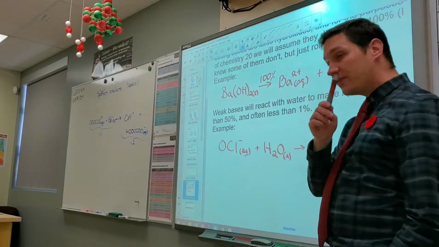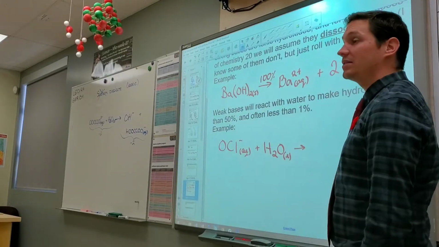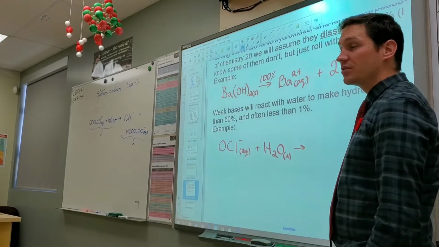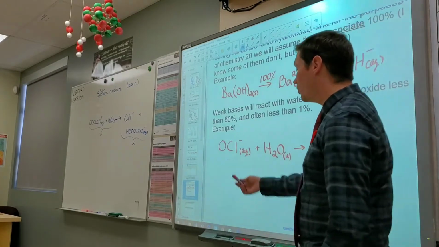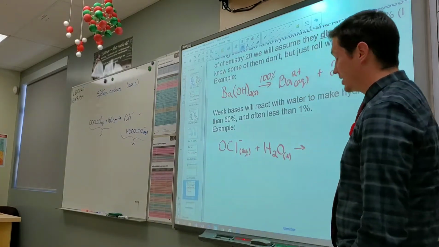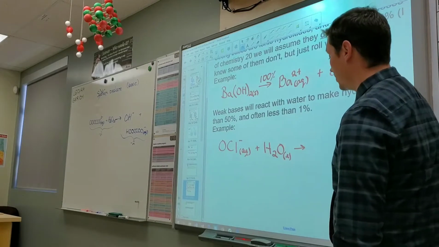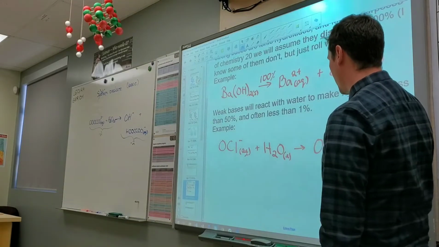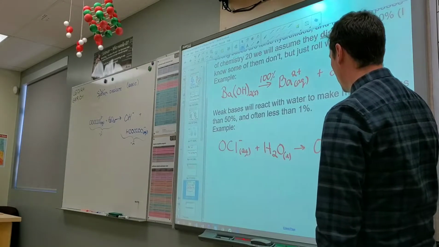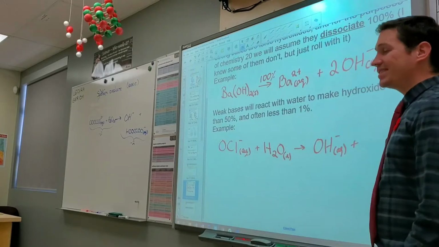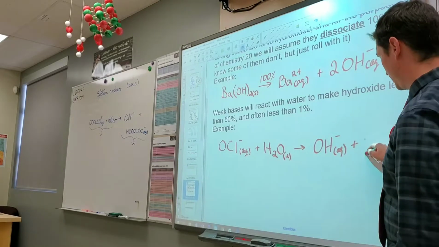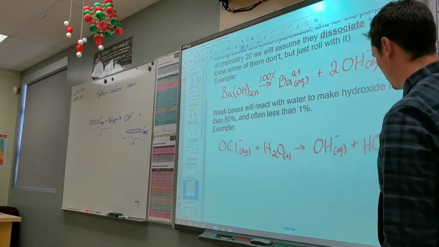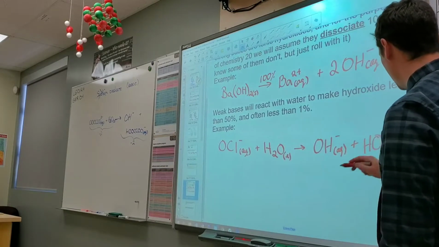This is definitely basic. This is what makes bleach so frightening for some people. This OCl- ion is what's in bleach, and bleach is definitely a base. So if it's a base, it's going to make hydroxide. And what's left over if we make hydroxide? HOCl aqueous.